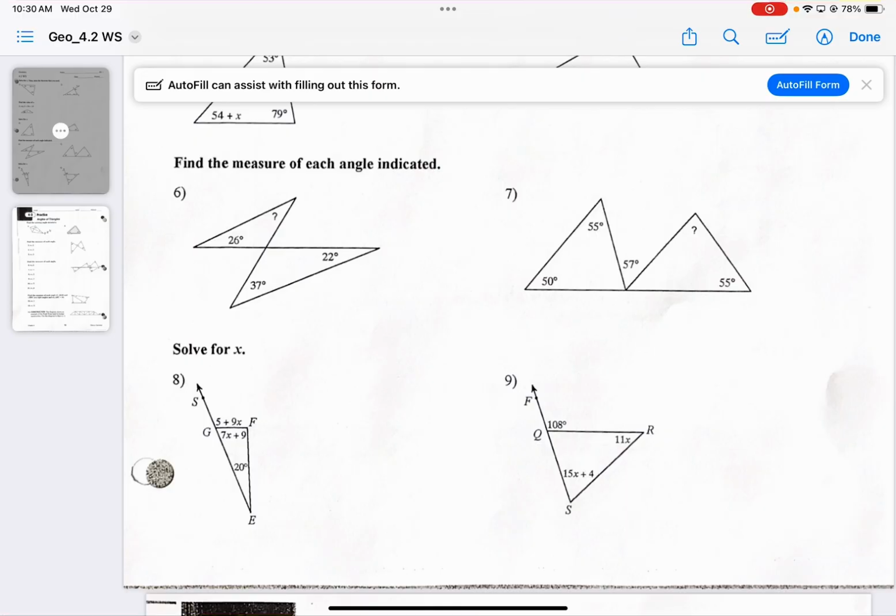Okay, so you just started going through and figuring out what your angles were, right? You did not know originally what this angle was, but you knew these two angles. So then you used that information to find your angle in the middle, right? So you did 180 minus 37 minus 22 gave you 121. And then what's that guy going to be?